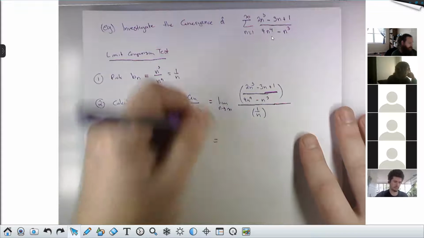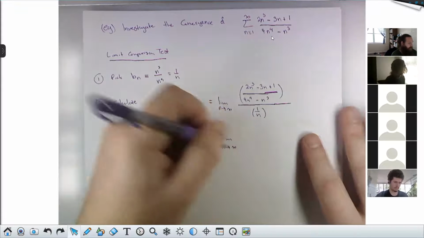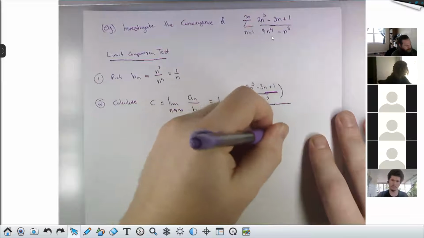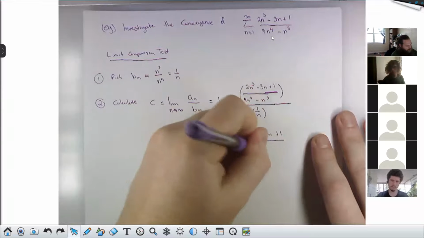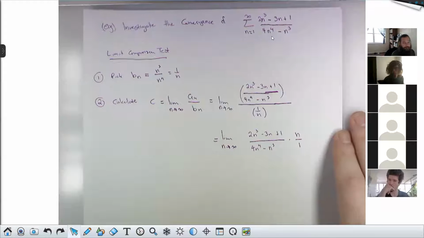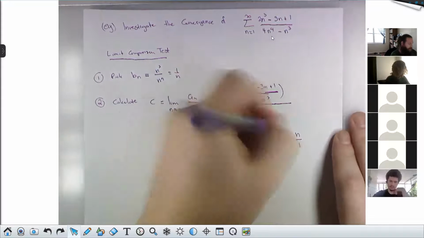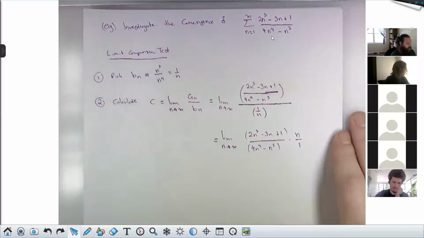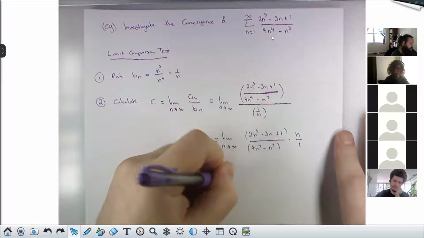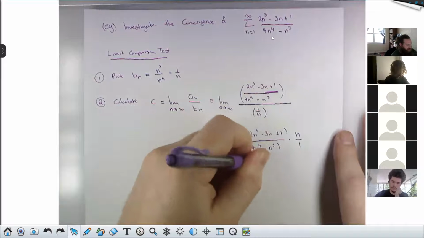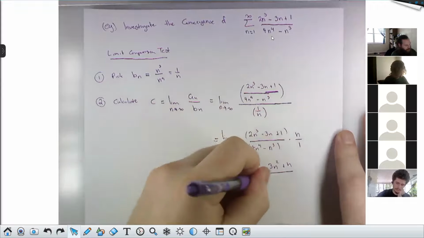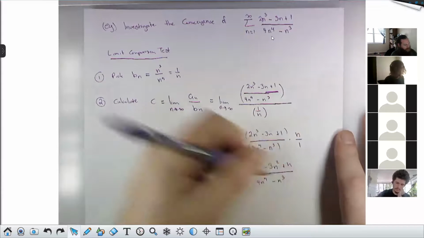And to calculate this limit, I will flip and multiply the 1 over n. That'll give me, I'll write it out, 2n cubed minus 3n plus 1 all over 4n to the 4 minus n cubed times n over 1. And of course, we know we need to treat these like they're in parentheses. So we'll distribute the n. If there's something else here, we would distribute that too. It's just a 1. This is going to give me 2n to the 4 minus 3n squared plus n divided by 4n to the 4 minus n cubed.